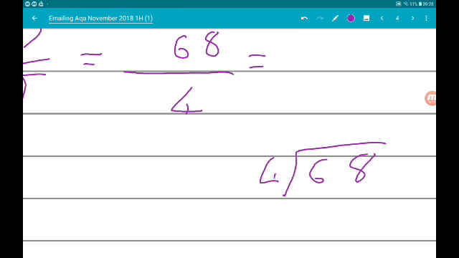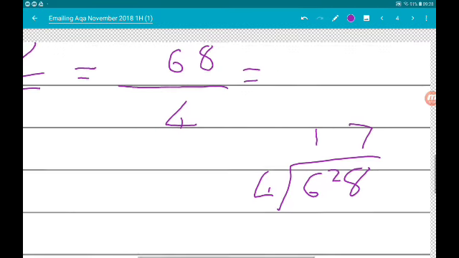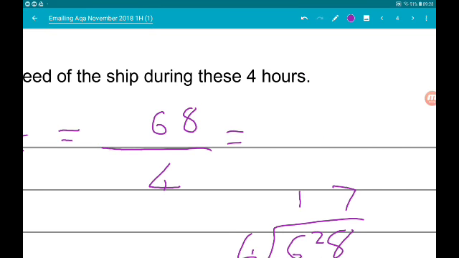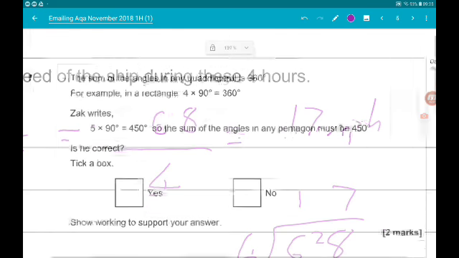4s into 6 go once. Remainder 2. 4s into 28 go 7 times. So our speed is 17 miles per hour. Cool.